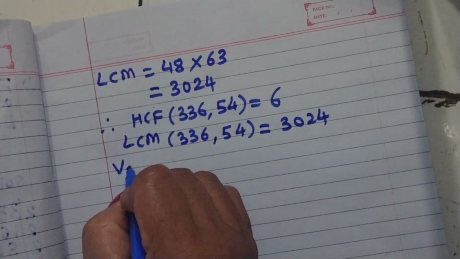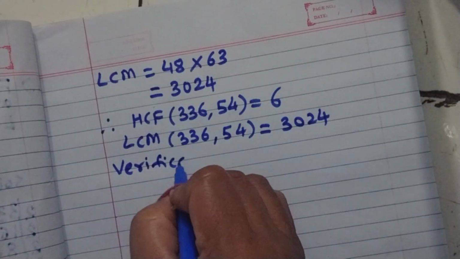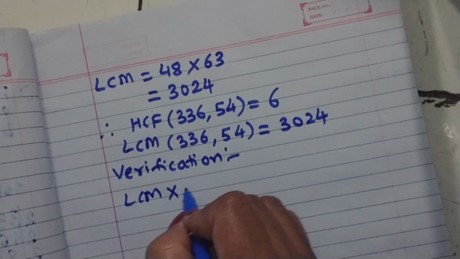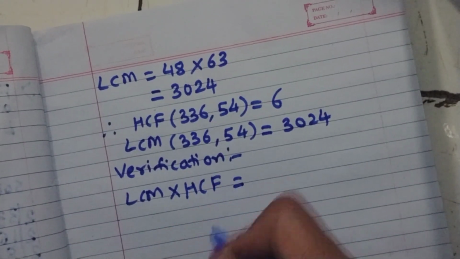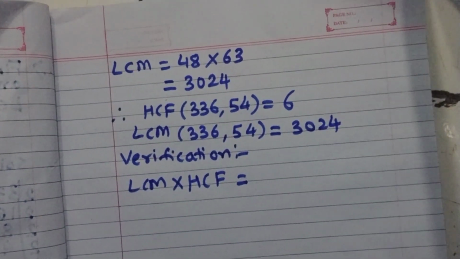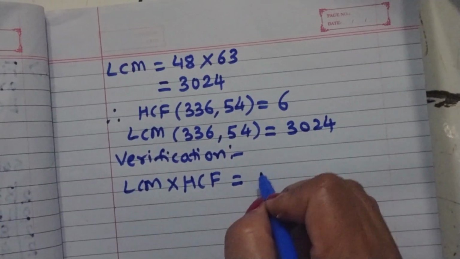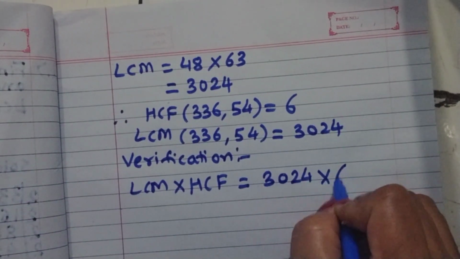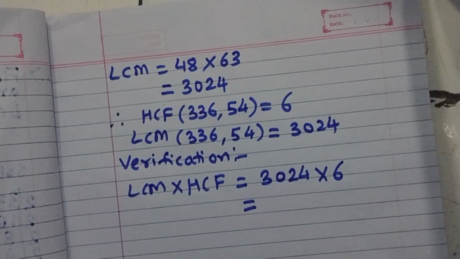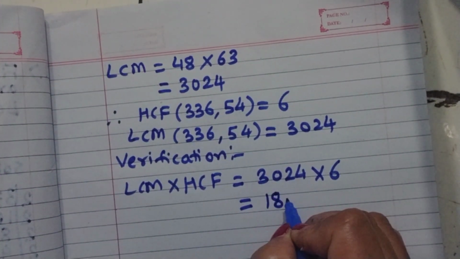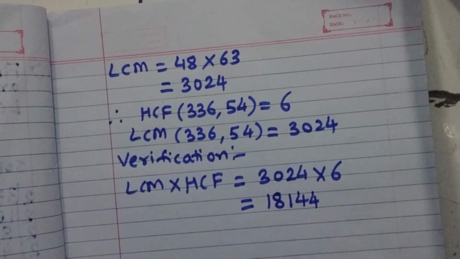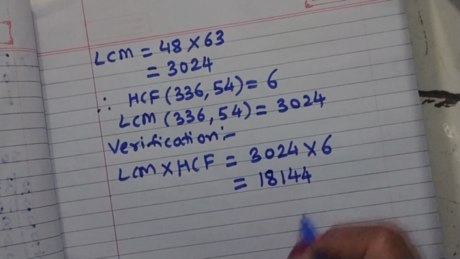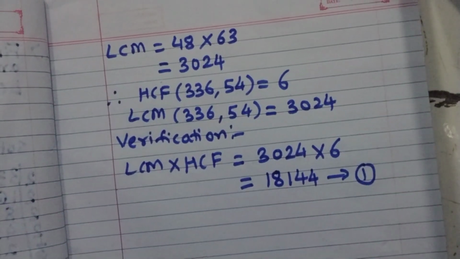Now we do verification. So we write verification. LCM multiplied by HCF, that is LCM and HCF of 336 and 54 is equal to LCM is 3024 multiplied by HCF is 6. We get 18,144. We write here as number 1.